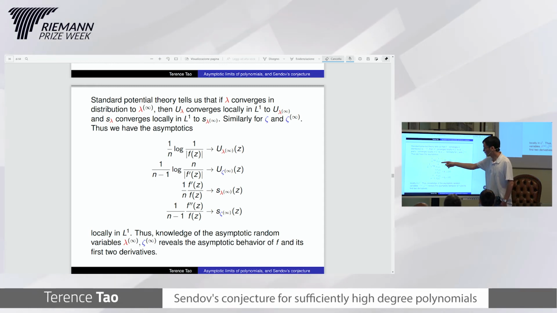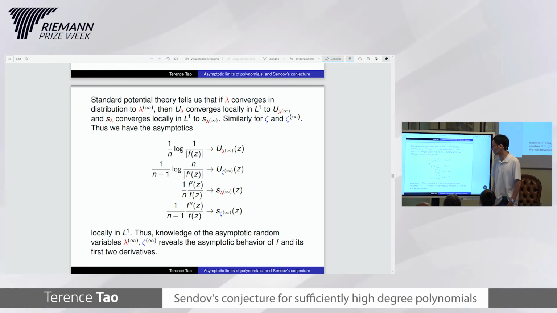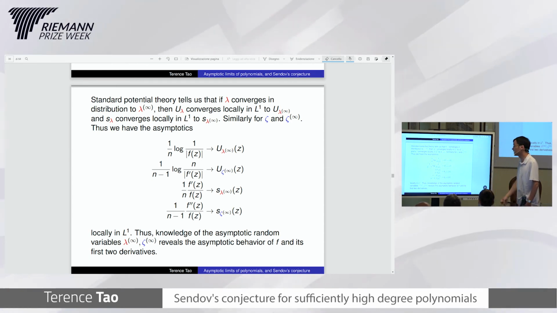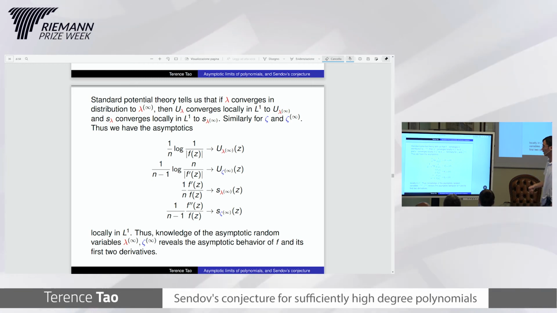Now we see that these quantities are also related to each other, so there should also be some relationships between these expressions here. In particular, the first three expressions involve f and f prime, and so there should be some identity relating these three, and there is. So if we go to the next slide, please.